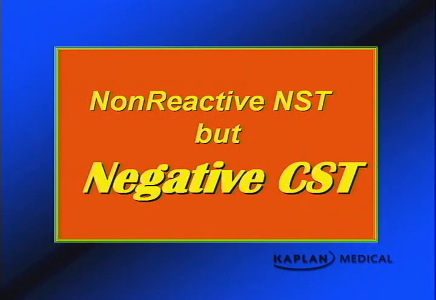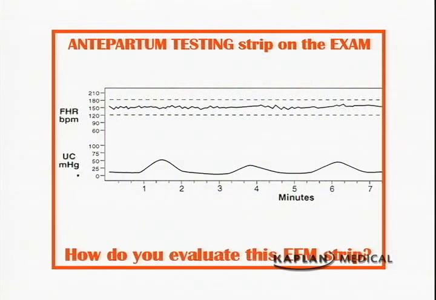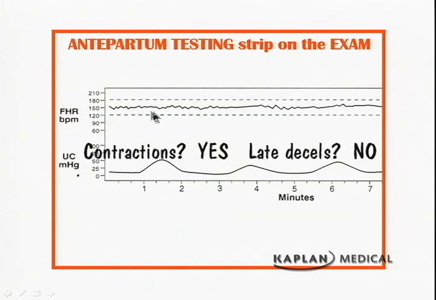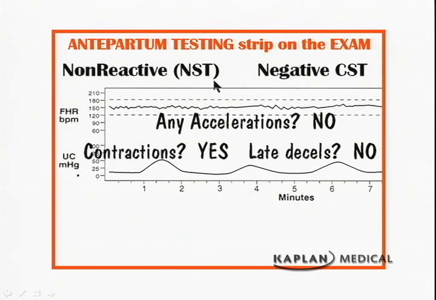Next strip, non-reactive NST, negative CST. How do you evaluate this strip? Are there contractions? Yes, there are 3 in 10 minutes. Are there late decelerations? No decelerations at all. So we can call this a negative CST. Are there any accelerations? I don't see any accelerations. So we call this a non-reactive NST. So non-reactive NST, negative CST.